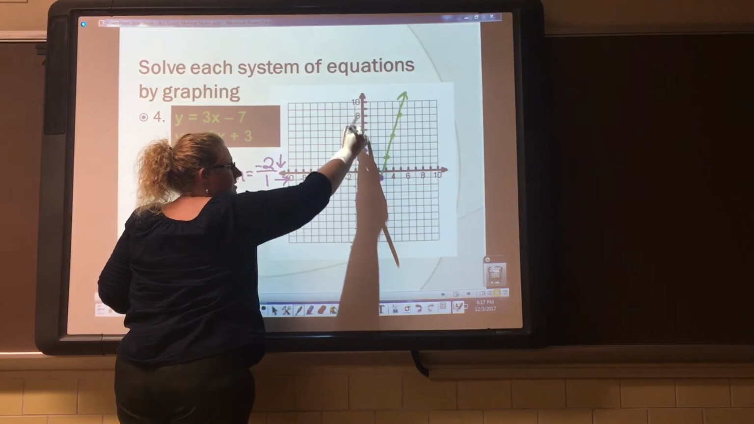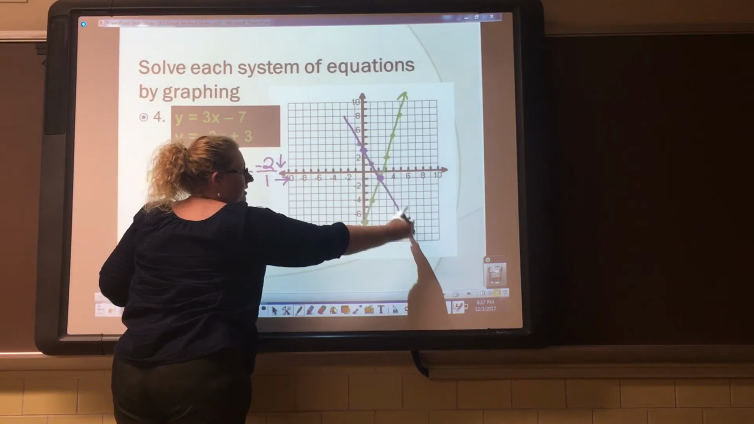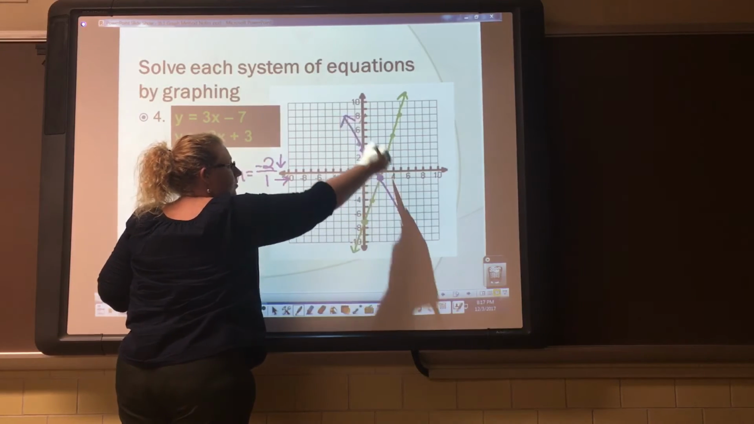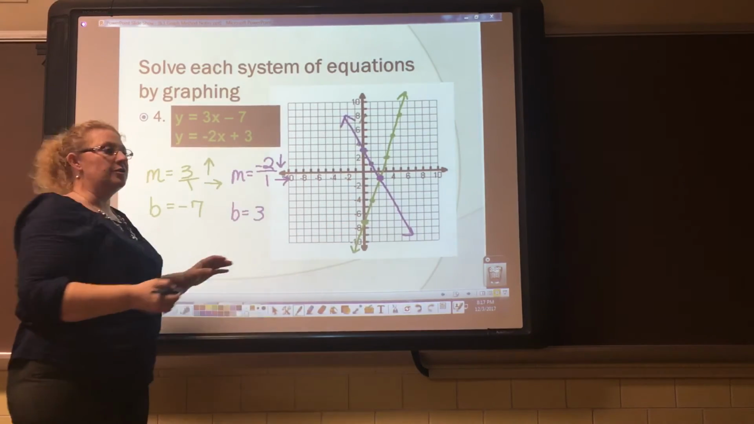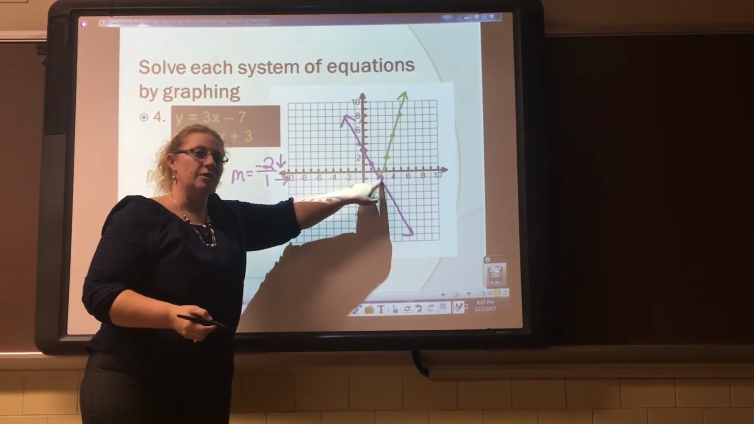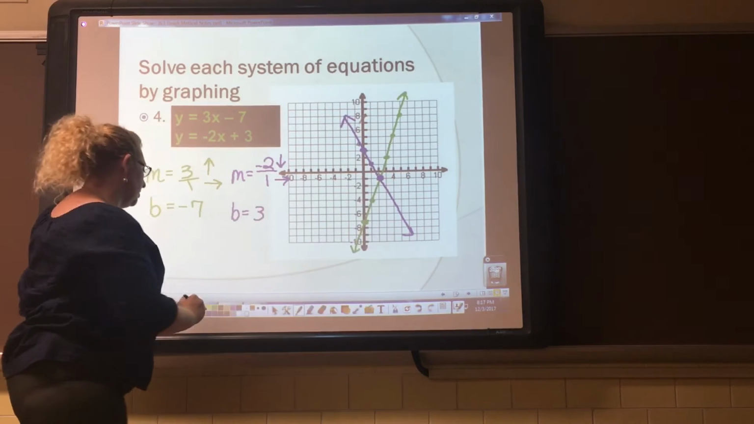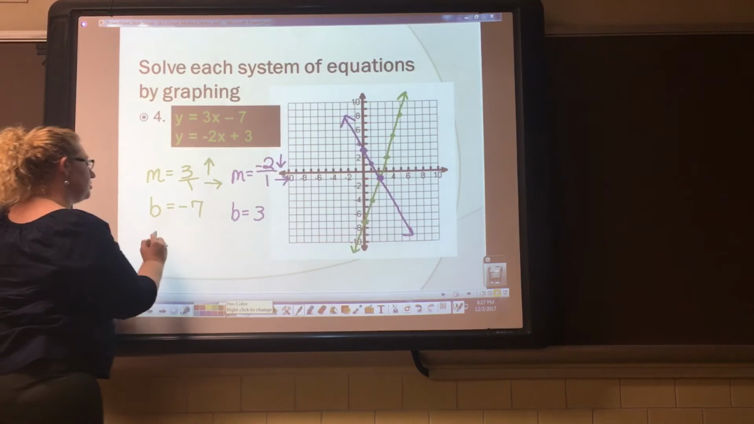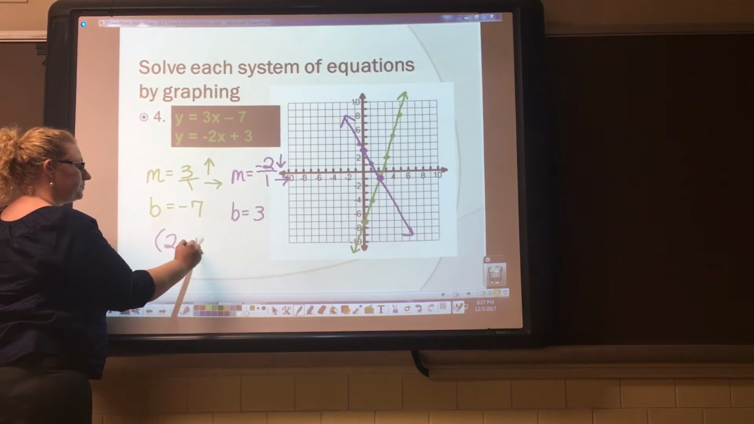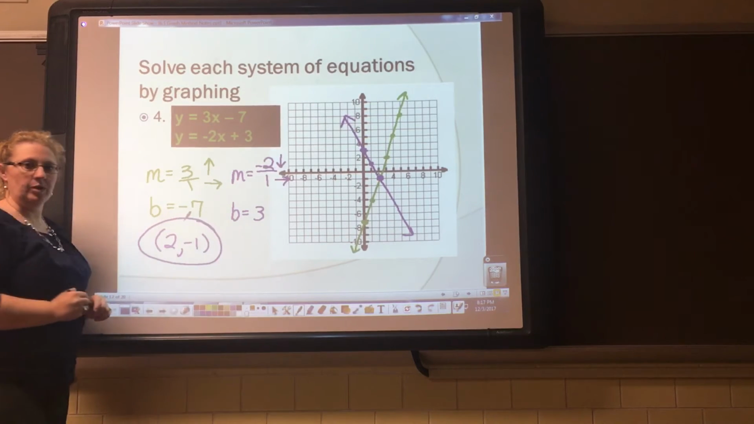And that's right where we can stop, because as you will see, we just hit another point that we already had graphed. So this right here is the solution for our system. That point is over 2 and down -1. So we would say that the solution for this system is 2, -1.